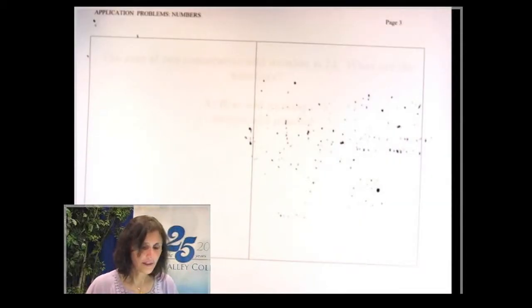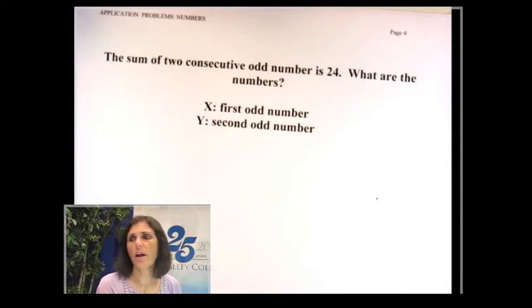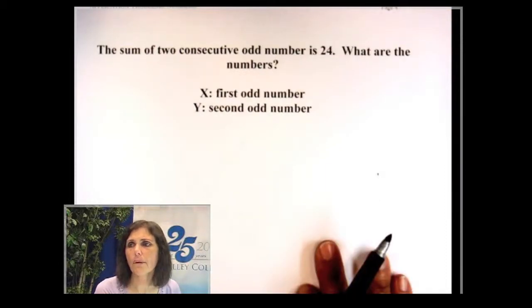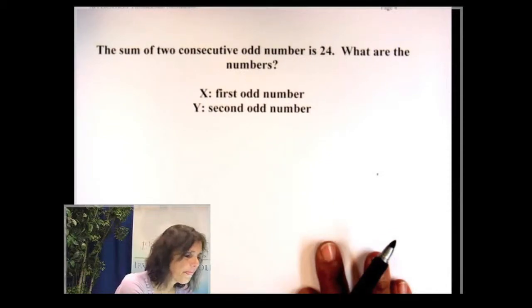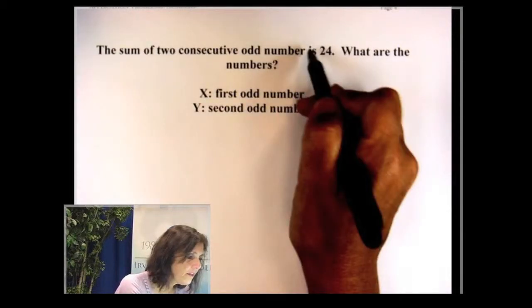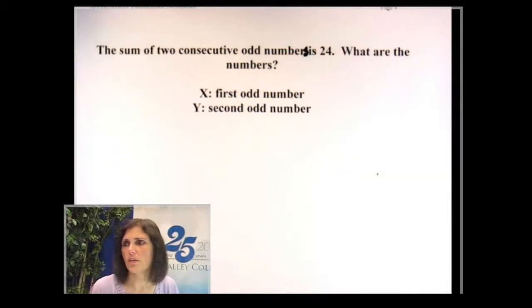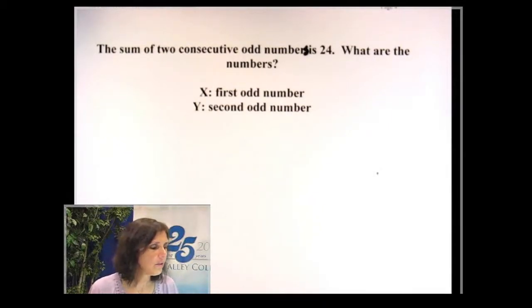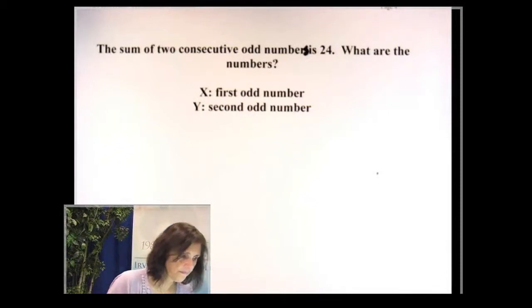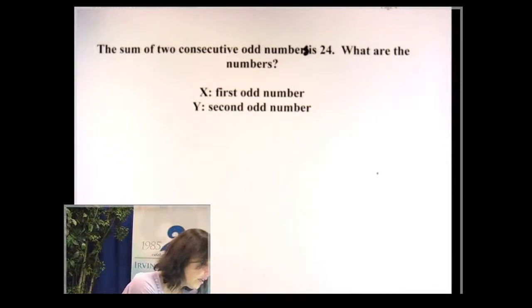Okay. Now let's look at another number. The sum of two consecutive odd numbers is 24. What are the numbers? Now, it doesn't say first is more than second or those things, but it says consecutive odd.